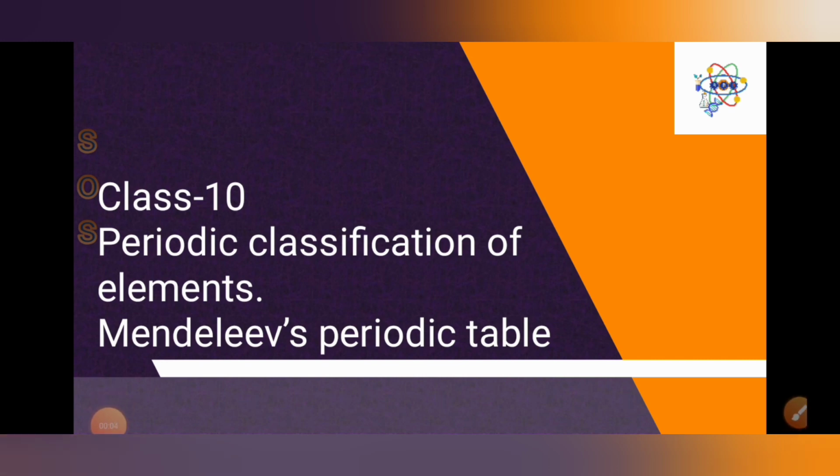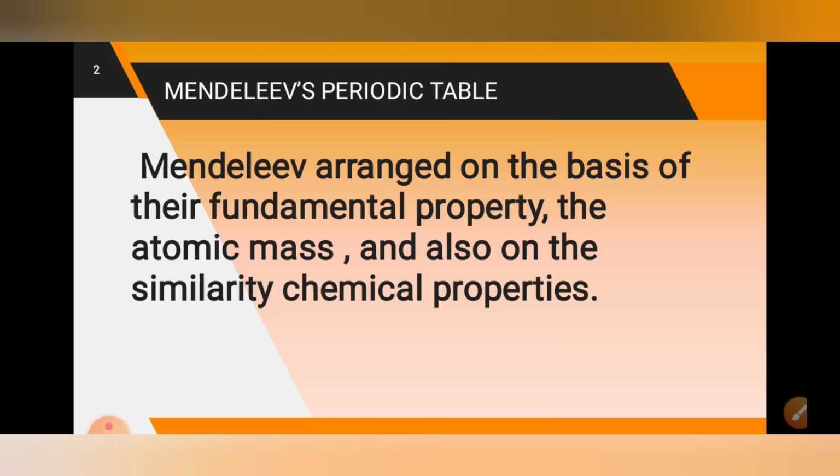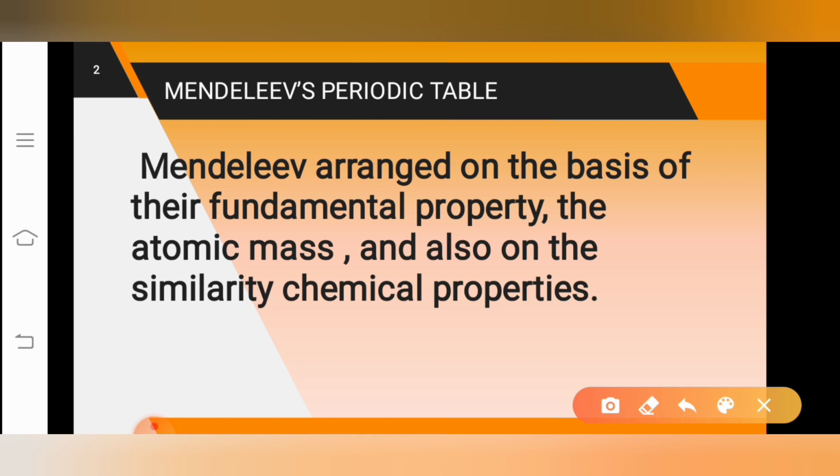So in today's session, let us understand another topic from the lesson Periodic Classification of Elements, and the topic is Mendeleev's Periodic Table. The scientist by the name Mendeleev arranged the elements based on their fundamental properties and their atomic mass and also on the similarity of the chemical properties.